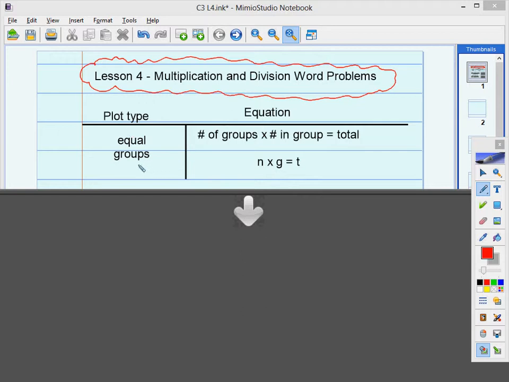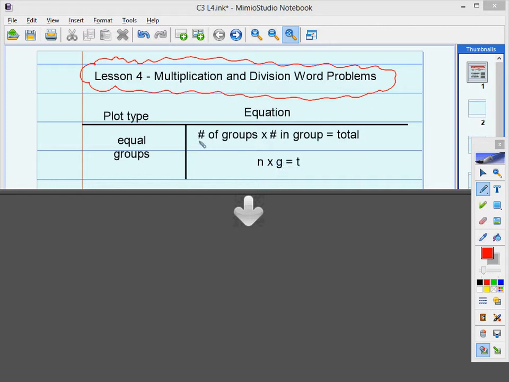So we will have equal groups problems now, and there is only one on this lesson, so it's equal groups. And the equation is the number of groups times the number in a group is going to equal the total. And the equation that the book will use is n times g equals t. So the number of groups times the number of items in a group equals t.